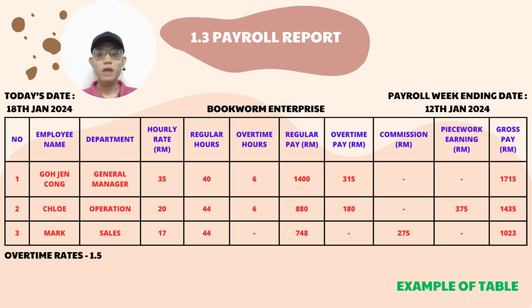Next, this is the example of a payroll report for Bookworm Enterprise. From the table, we can notice that Go has the highest hourly rate due to his high-ranking position, whereas Chloe and Mark have their own piecework earning and commission respectively, as they stand for what their departments needed.